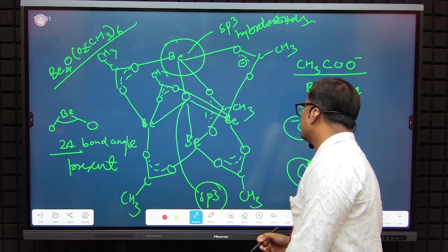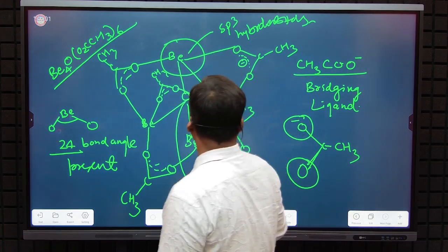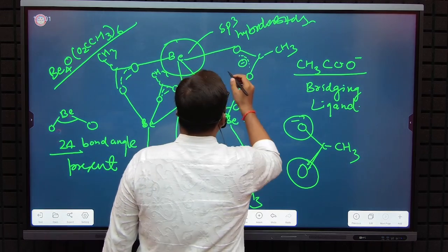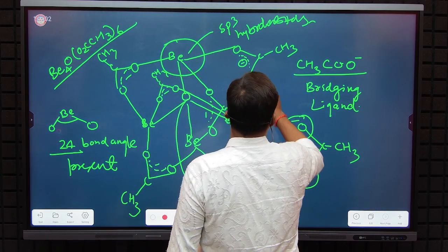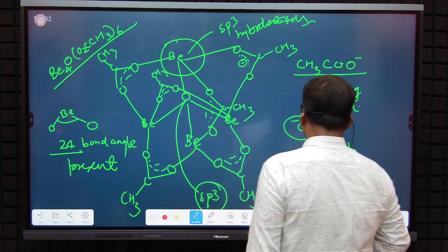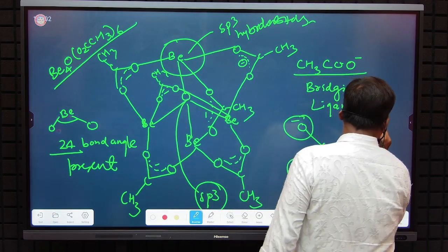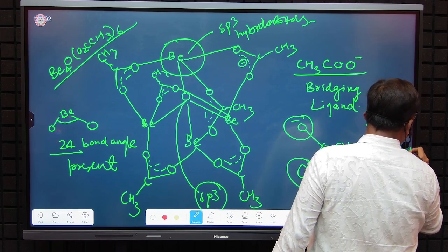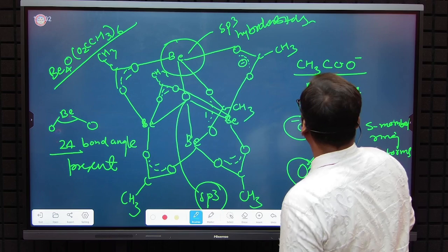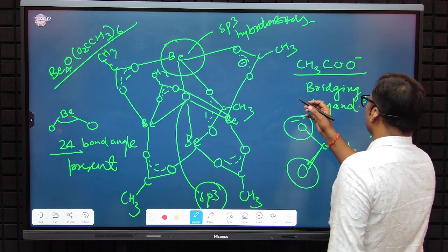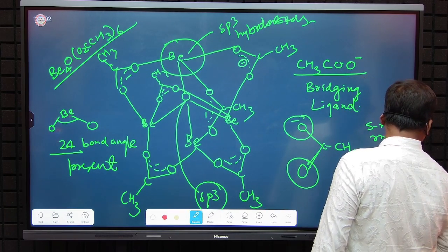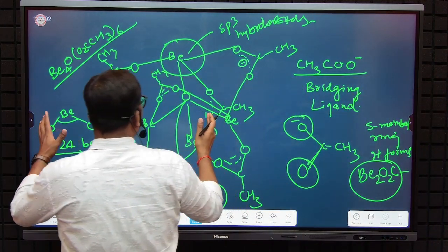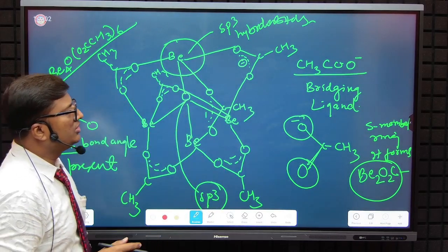So such types of complexes are actually very stable, and it forms a ring-like structure. In that particular ring, suppose this is 1, 2, 3, 4, 5, each ring has 5 members, right? So it forms 5-membered rings. Be2O2C, right? This is the unit in the particular ring. So it has a large number of chelate structures, which are 5-membered rings.